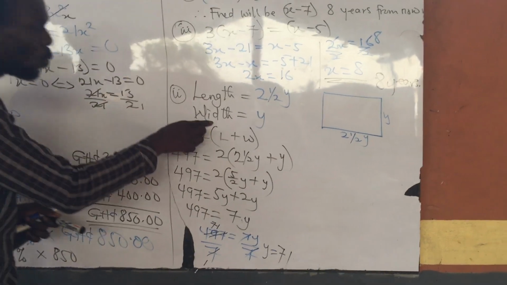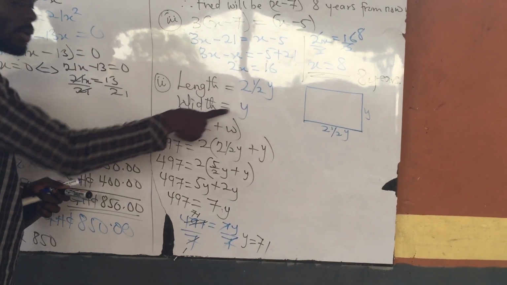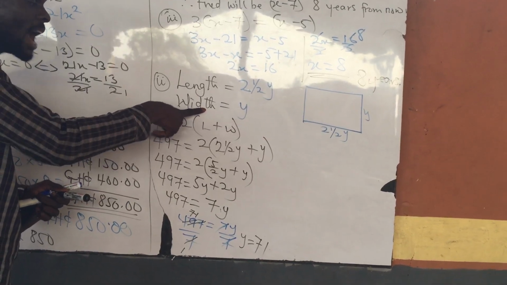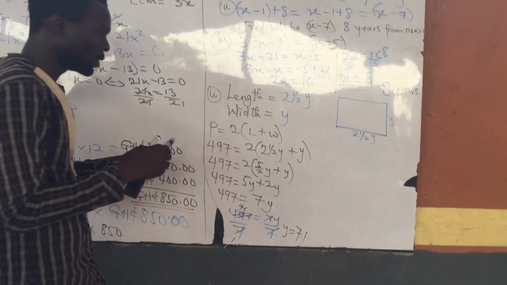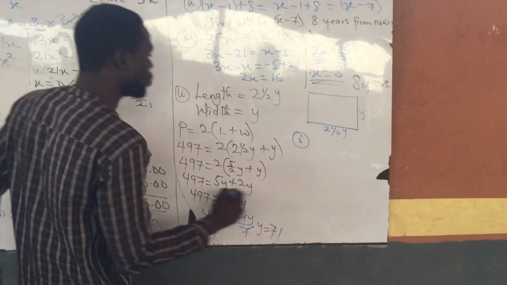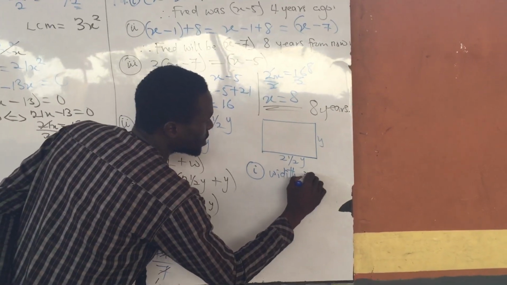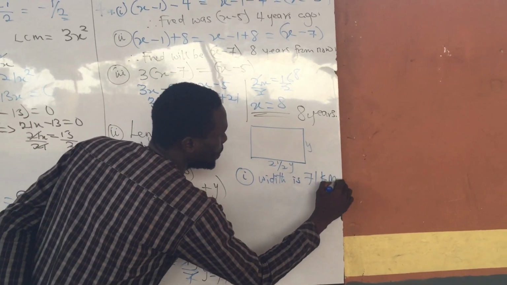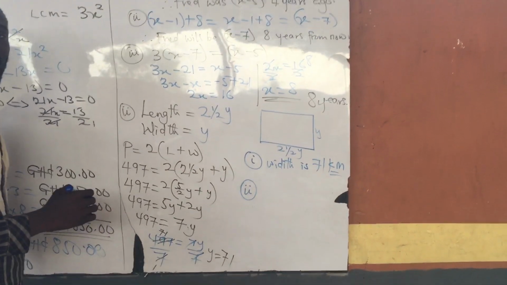What is y? y is the width of the rectangular farm. So you were asked to find the width. The width is 71 kilometers. Then you have to find the length.